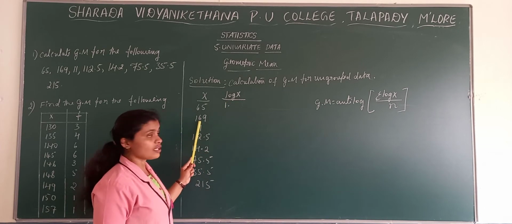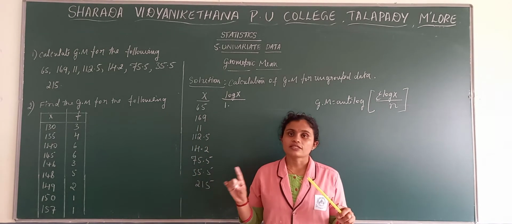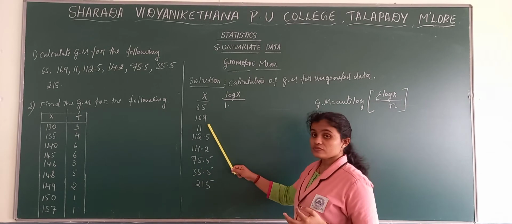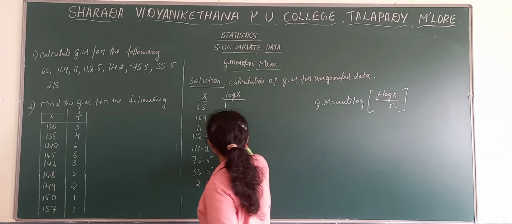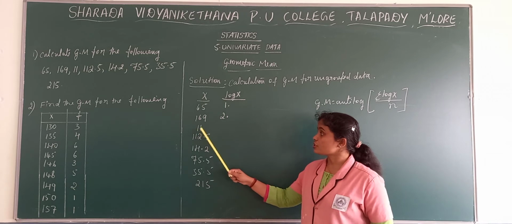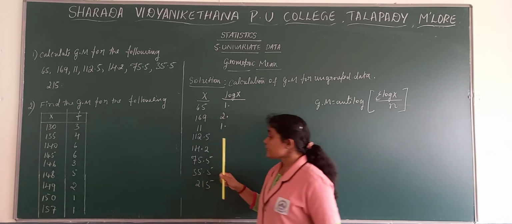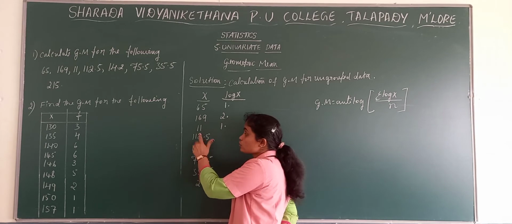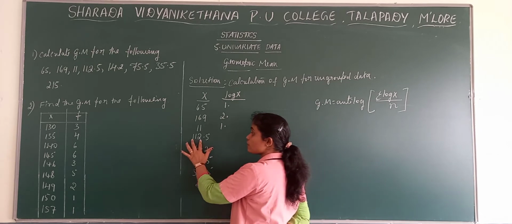Next one, how many digits are there? 169, 3 digits. Whatever the number of digits, from that deduct 1. So 3 digits minus 1, you get 2 point. The next one, how many digits? 2 digits, minus 1, 1 point. Now while writing the characteristic, if you find a decimal point, you should not consider the value after the decimal. You need to consider only these 3.